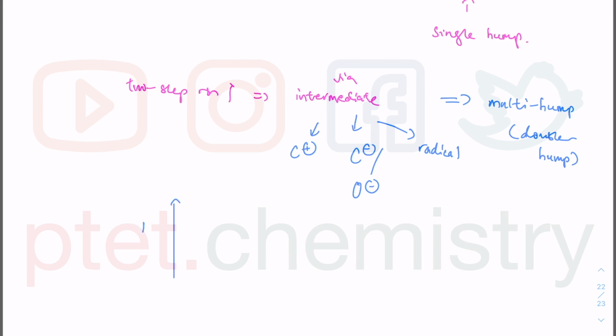So you have E, going up, and then going down, and then like this. This thing here, Z, that is your intermediate, and these are your transition states. There are more than one transition state because it proceeds via 2 steps. So this is your first step, and this is your second step.